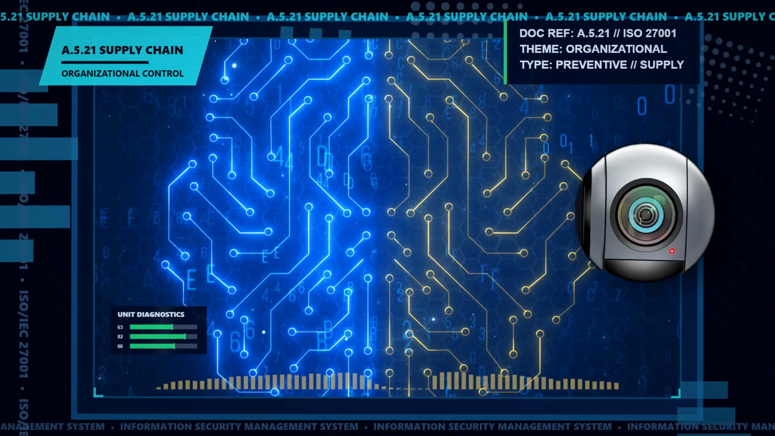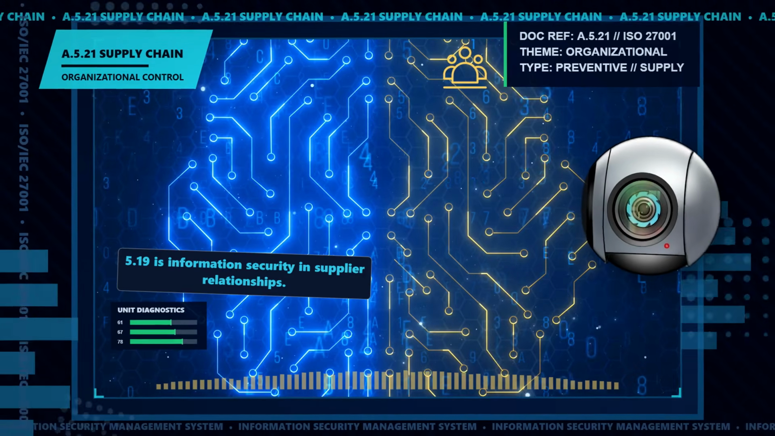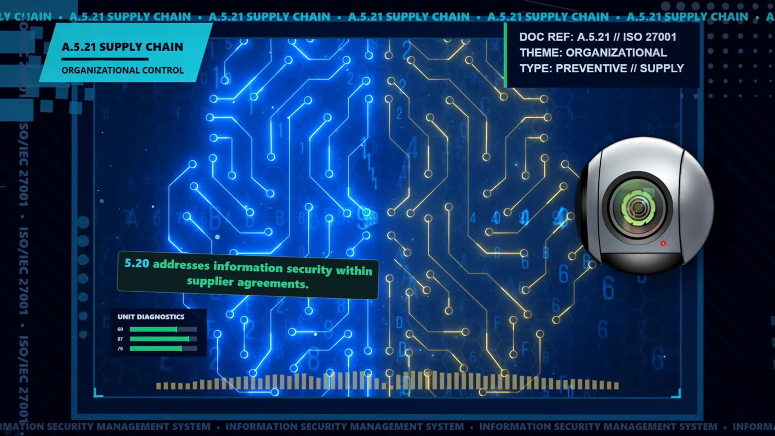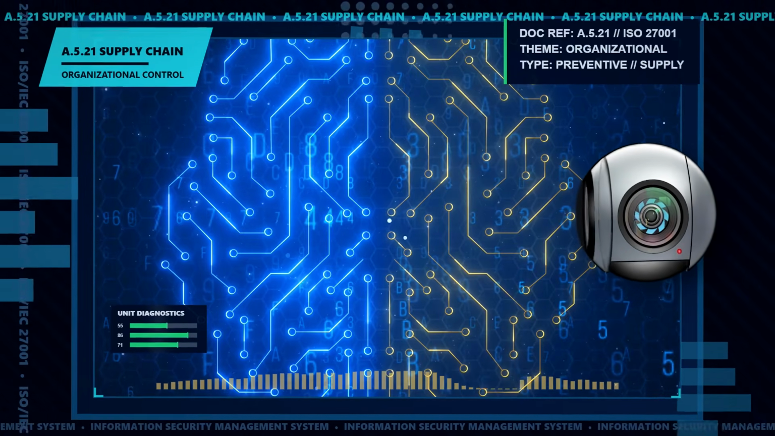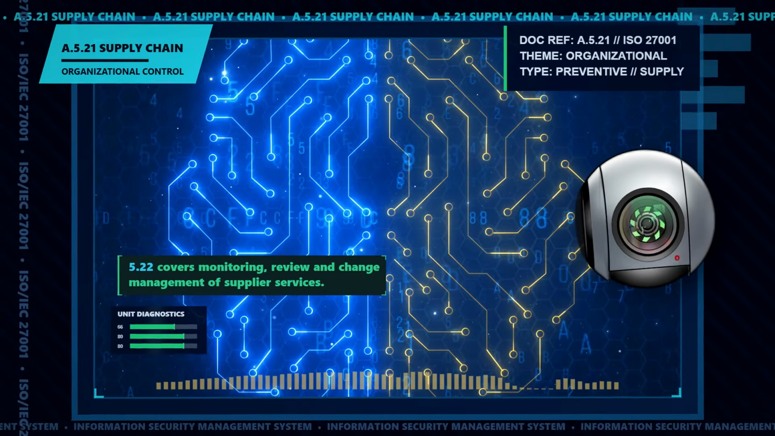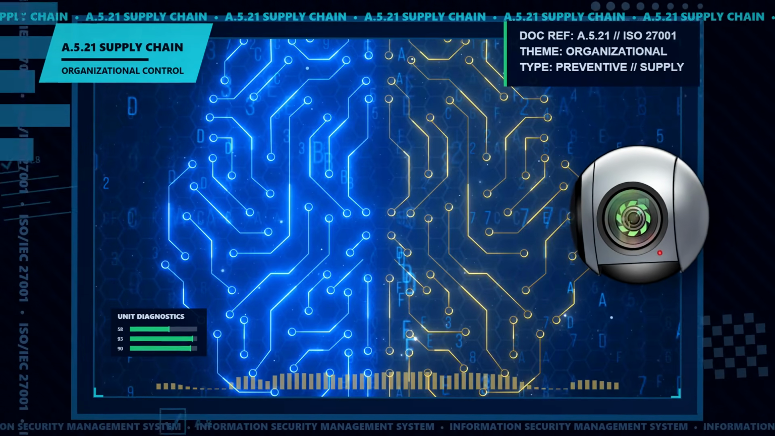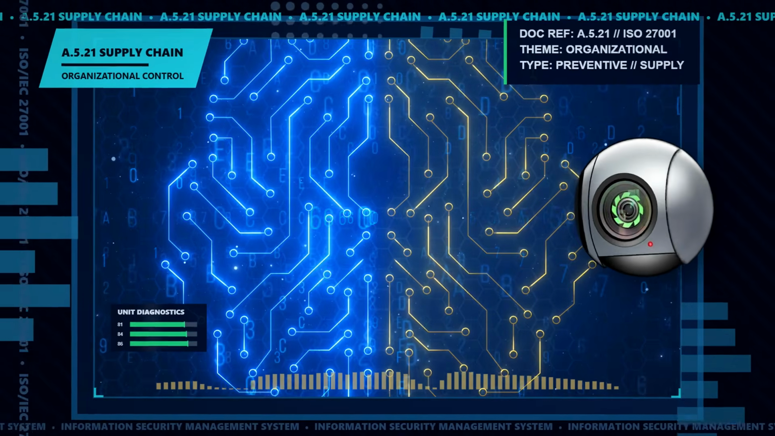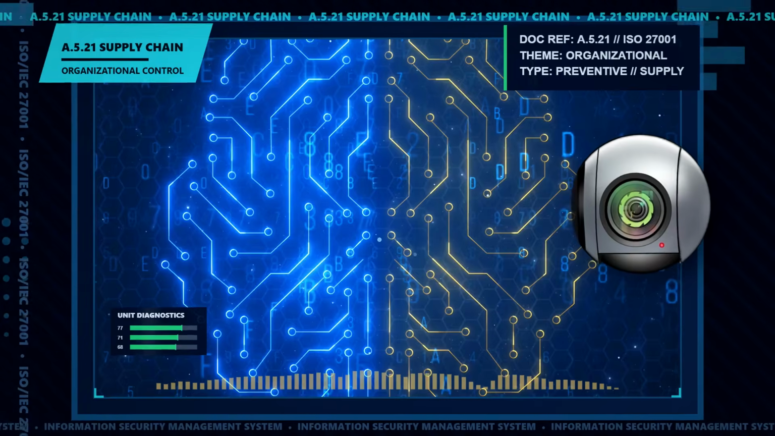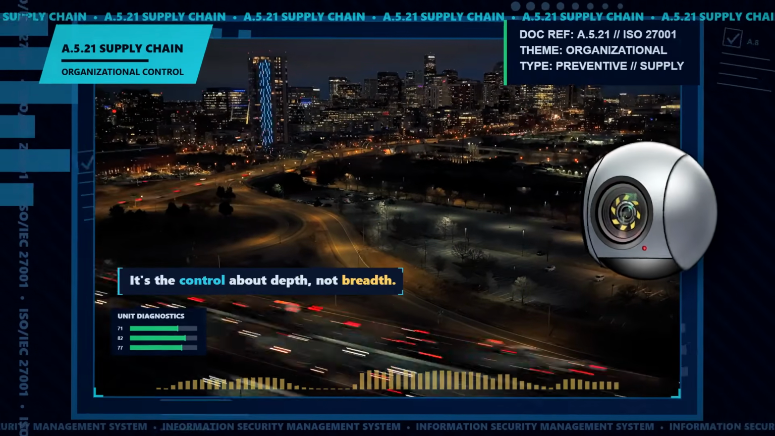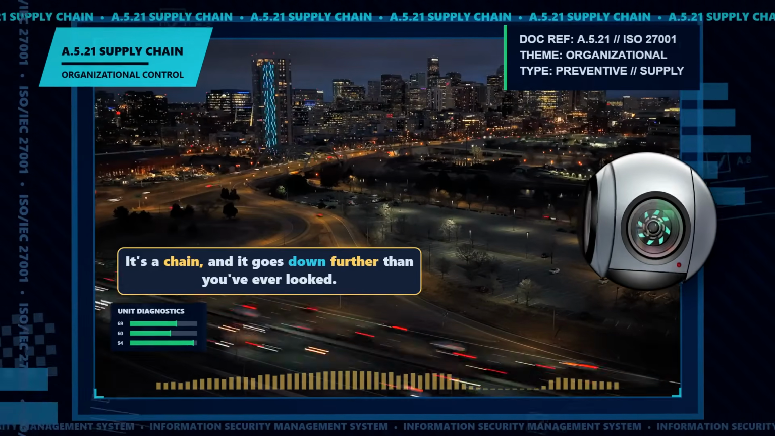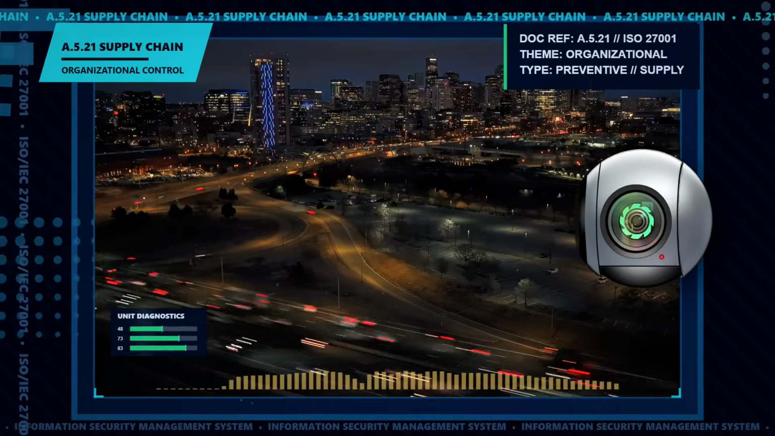Now, people confuse this one constantly, so let me draw the line properly. Annex A Control 5.19 is Information Security in Supplier Relationships. Annex A Control 5.20 is addressing information security within supplier agreements. Annex A Control 5.22 is monitoring, review, and change management of supplier services. Those three are about the suppliers you actually know, the ones you sign something with, the ones who send you invoices. Annex A Control 5.21 is about your supplier's suppliers and their suppliers. It is the control about depth, not breadth. It is about the fact that your security posture is not a wall around your company. It is a chain, and it goes down further than you have ever bothered to look.